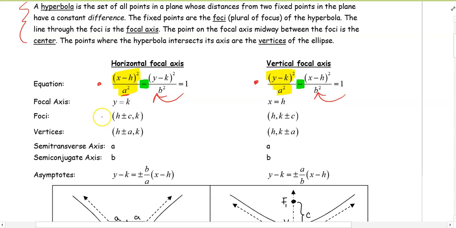But you can see the focal axes. If it's horizontal, it's y equals some constant. If it's a vertical hyperbola, we have a vertical focal axis, x equals h. The focal points and the vertices: if you would like to memorize these relationships, fine. Again, I don't. It is important that I think about the semi-transverse axis as a, and the semi-conjugate axis as b. Semi means half of it. So the length of the transverse axis would be 2a, and the length of the conjugate axis would be 2b.